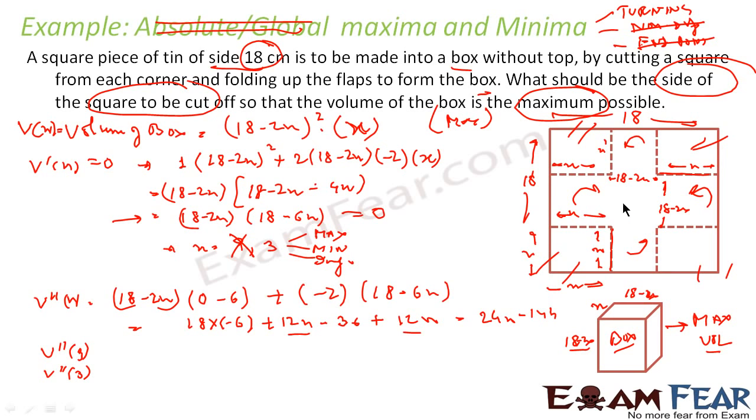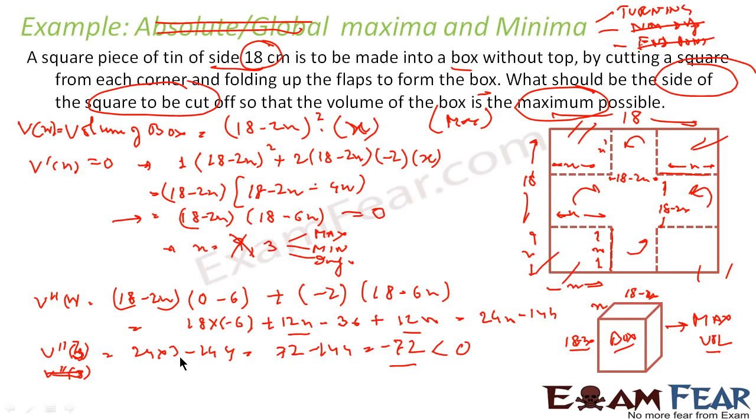Correct? Why? Because the moment you consider 9, 18 minus 2x becomes 18 minus 18, that is 0. So that is not possible. So I'll ignore this 9 part, and I'll find only v double dash of 3. That is nothing but 24 into 3 minus 144. And this is nothing but 4 into 3 is 12, 3 into 6 is 72, minus 144, that is minus 72, and that is less than 0.